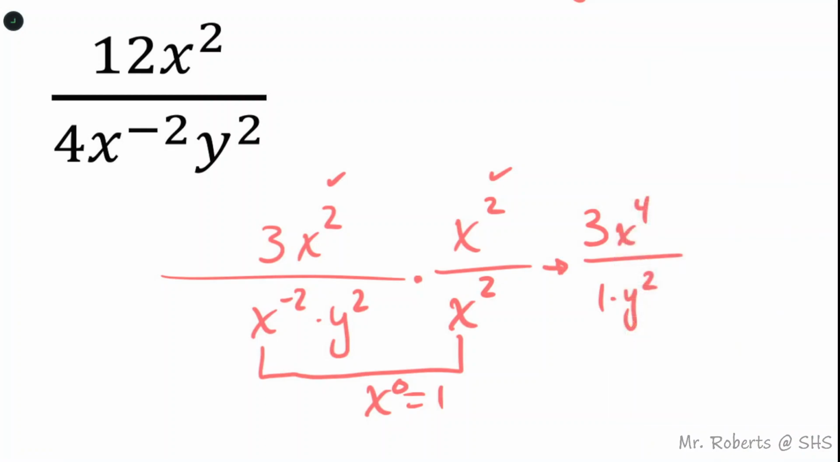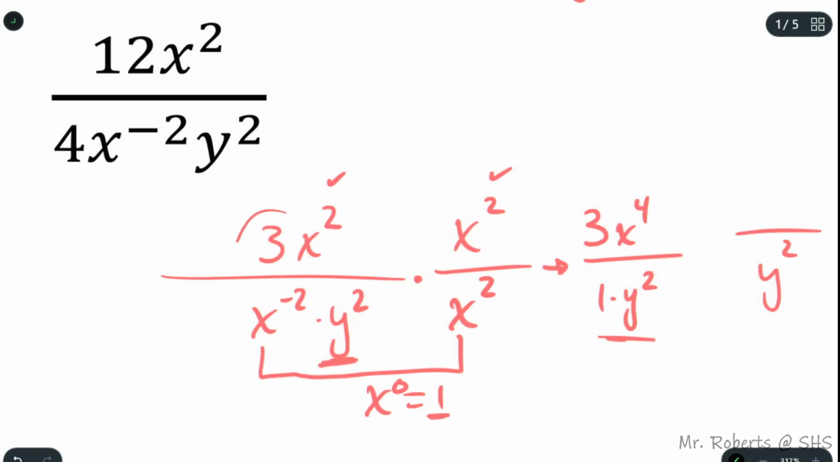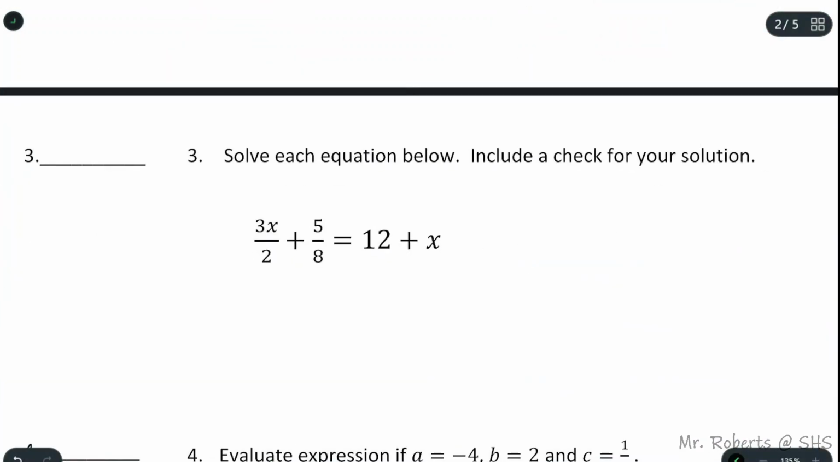So, right, this is 1 times y squared, which is just plain old y squared. And I've got this 3 times x squared, which is 3x to the 4th. So my answer for part D is 3x to the 4th, all divided by y squared. All right, let's move on to page 2.